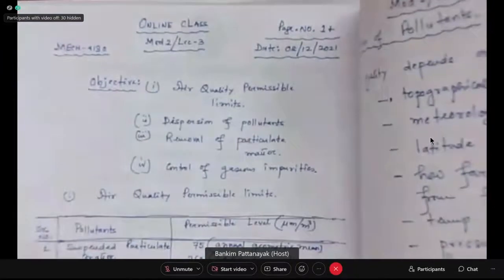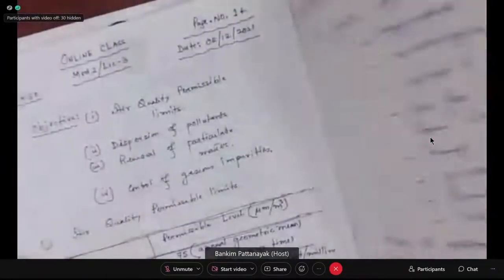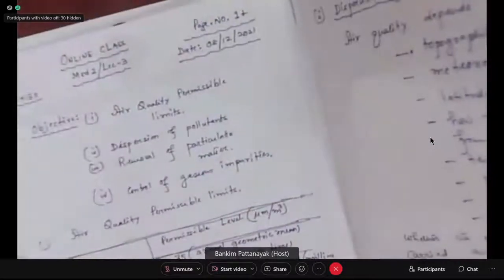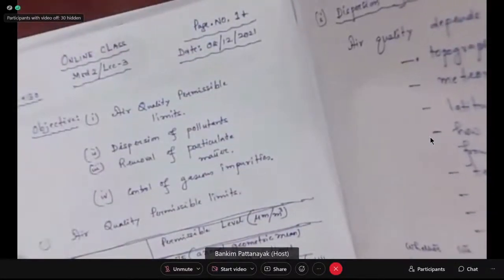What was the agenda? Removal of particulate matters. So what we have discussed is the dispersion of pollutants, and then we shall now discuss a few separators.